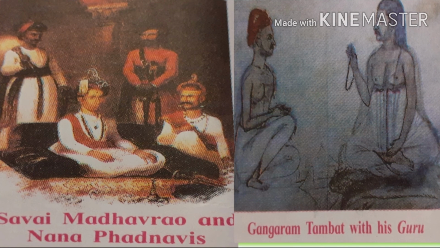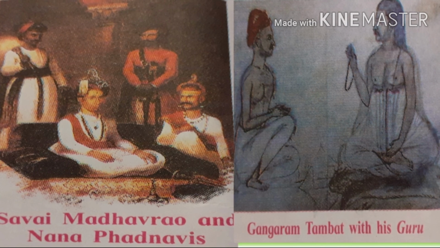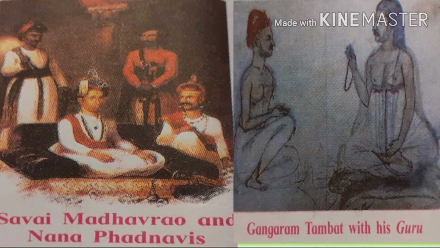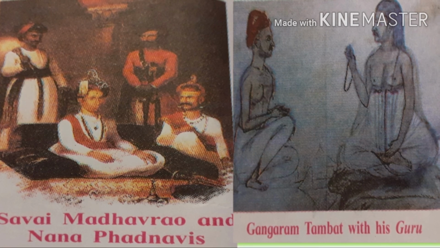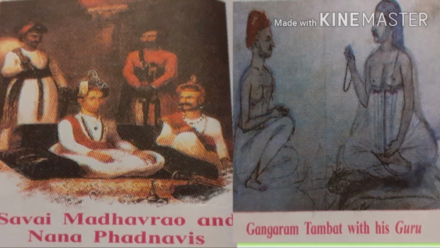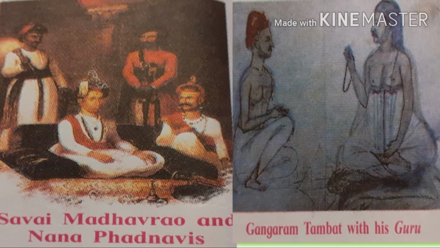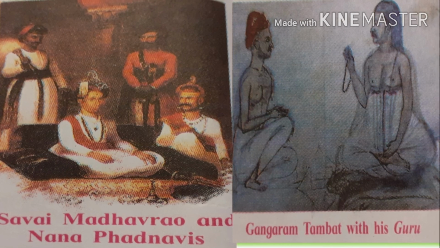In this picture, children, you can see the portrait done by James Wales. It is of Savai Madhavrao and Nana Fadnavis. Whereas in the right hand side picture, you can see Gangaram Tambat with his guru.